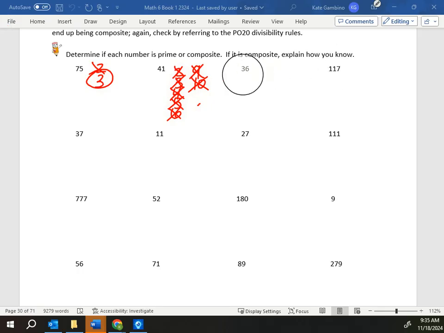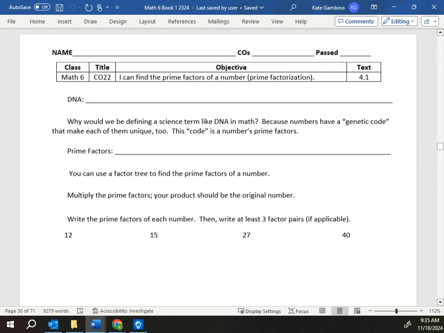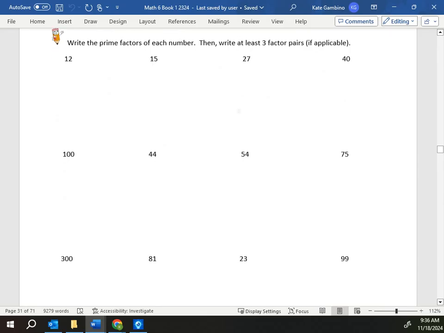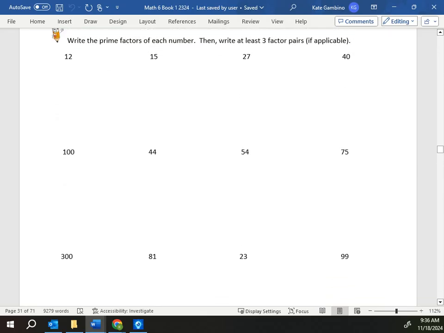All right, next page. Next objective. I can find the prime factors of a number using prime factorization. So remember, we want to make a factor tree. We want to break it down into all of its prime numbers. So you could write on your help sheet, make a factor tree. Okay? Break it down to all prime numbers. So remember what that looks like.